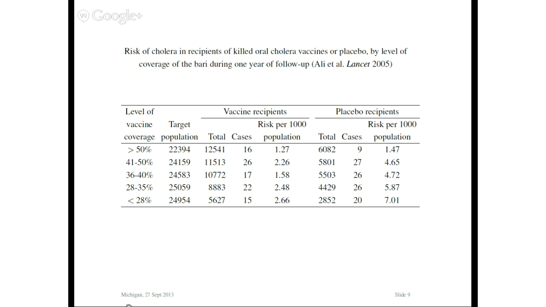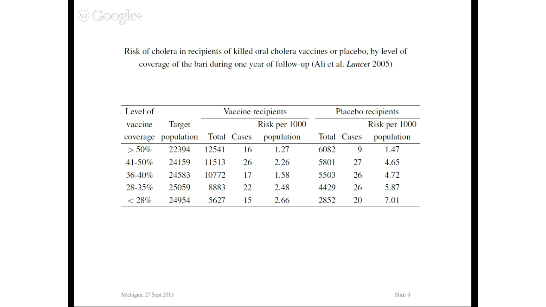Here's a motivating example. This is a reanalysis of a cholera vaccine trial that took place in Matlab, Bangladesh in the 1980s. And what these investigators did in this paper in 2005 was they were able to geocode where everybody lived during this vaccine trial. And so they went back and got the data, and then they stratified everybody according to the level of vaccine coverage in the Bari where they lived. Okay, so by level of vaccine coverage, I just mean the proportion of people around them that were vaccinated. And a Bari is a collection of patrilineal related households. So it's just a cluster of households where people are related to each other. And so they stratified everybody according to level of vaccine coverage in their Bari.